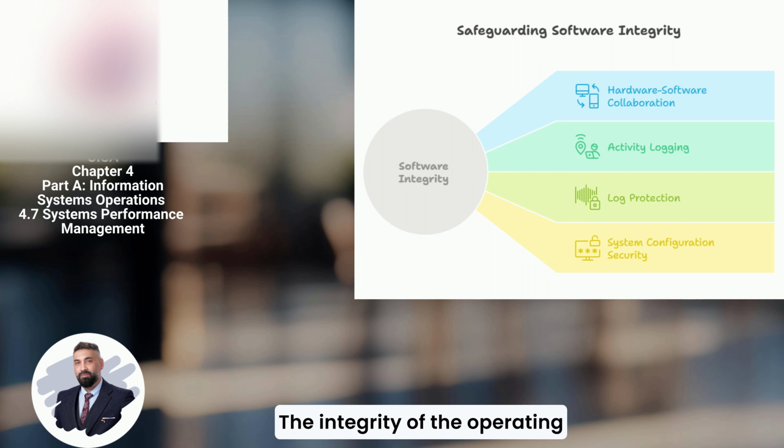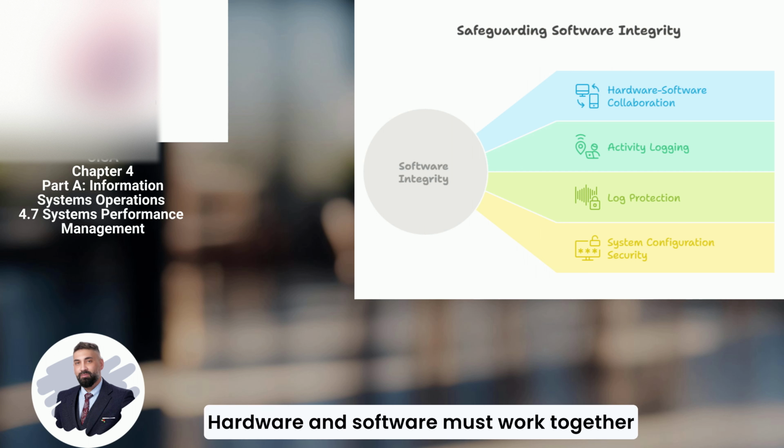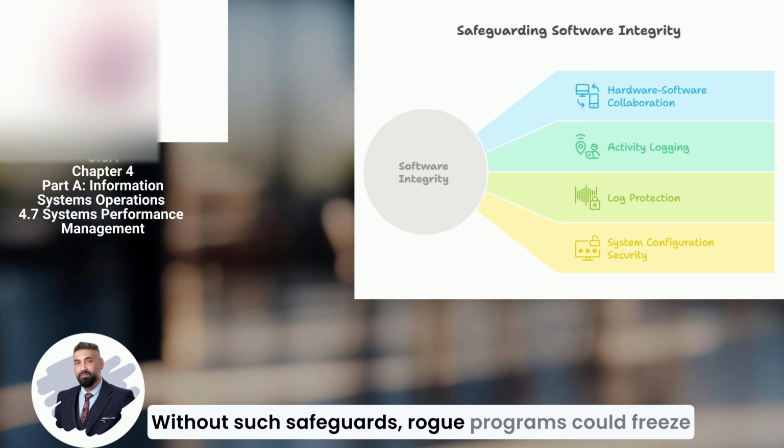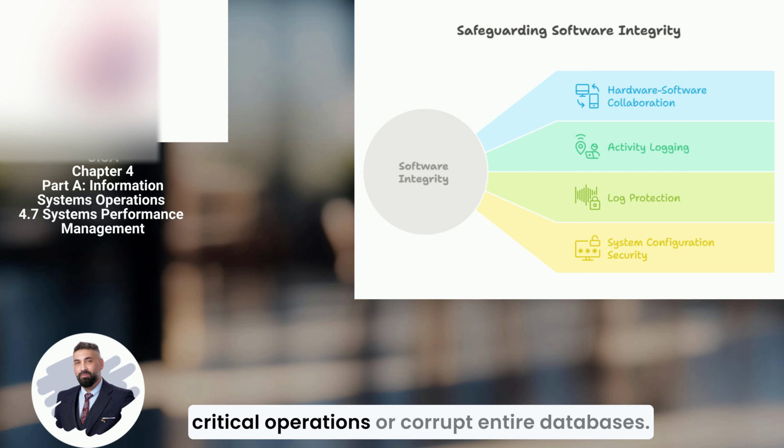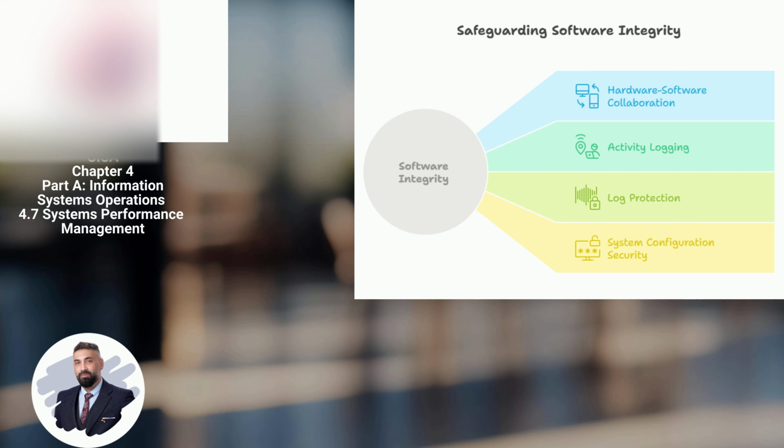The integrity of the operating system itself must be airtight. Hardware and software must work together to block deliberate modification and prevent processes from interfering with one another. Without such safeguards, rogue programs could freeze critical operations or corrupt entire databases.